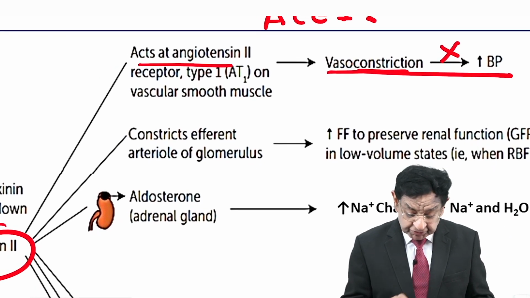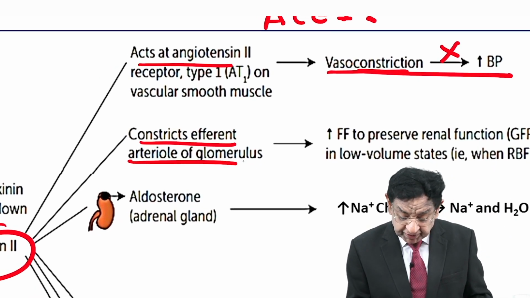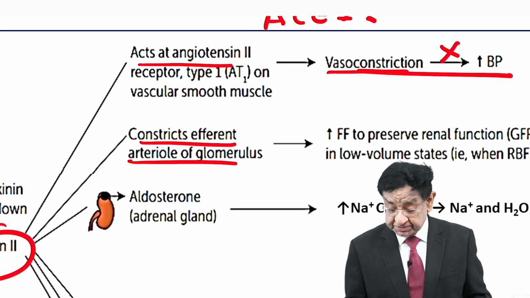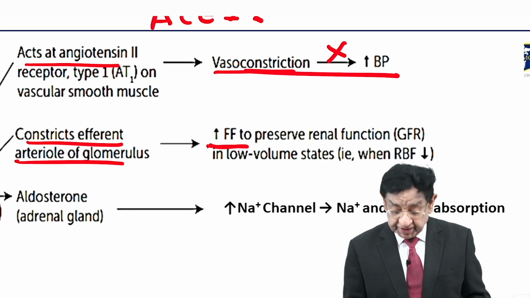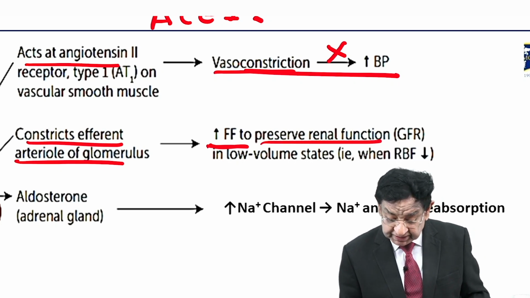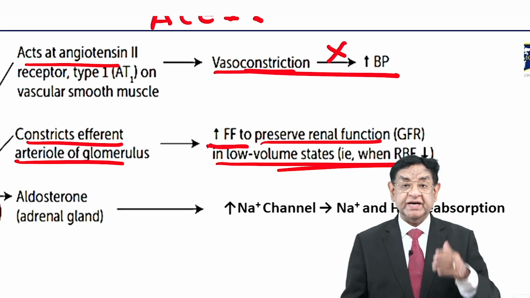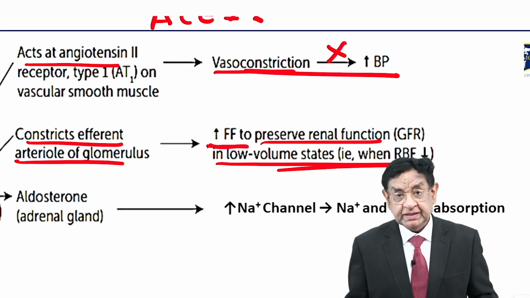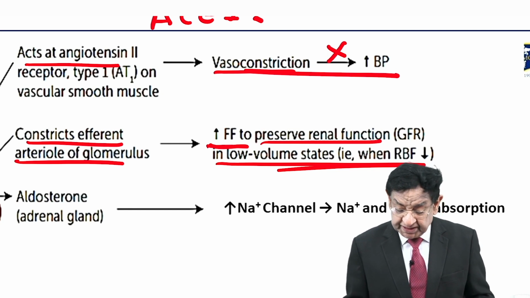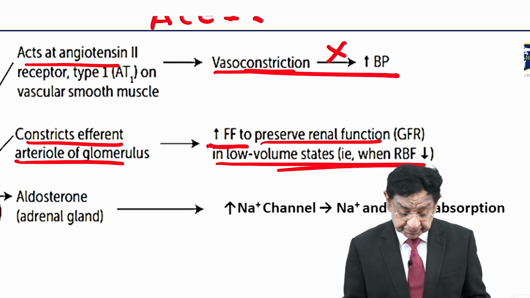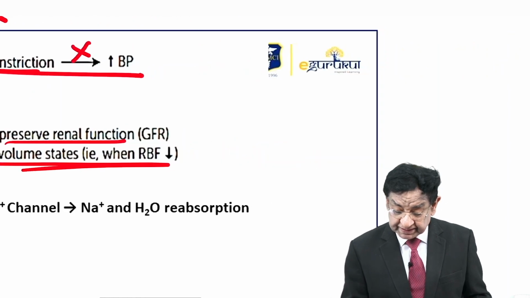Well, angiotensin 2 also constricts the efferent arteriole of the glomerulus, and that leads to increased filtration fraction to preserve renal function, especially when the renal blood flow is reduced and the body wants to maintain GFR. This is by efferent vasoconstriction. Okay, how come? Let's learn.